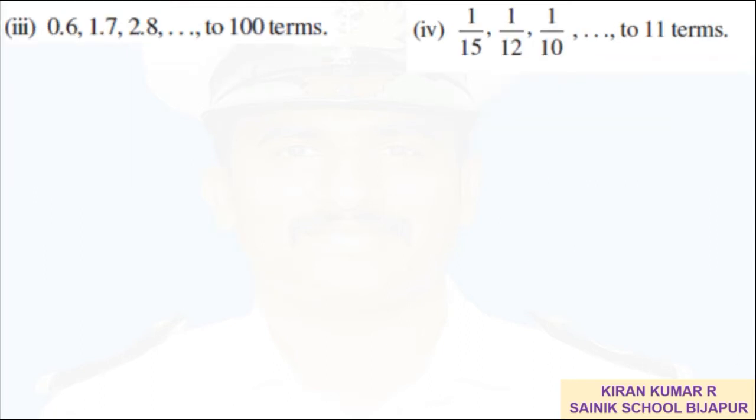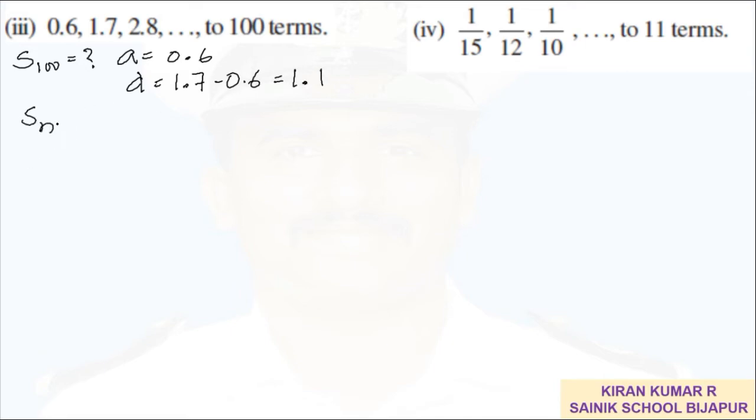Let us see the third one. Here we have decimal form 0.6, 1.7, 2.8 so on till 100 terms. So yes, 100 we need to find. The given value of a is 0.6. Common difference is second term minus the first term. We get it as 1.1.